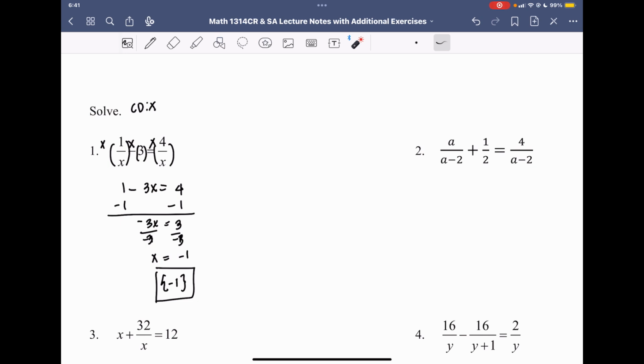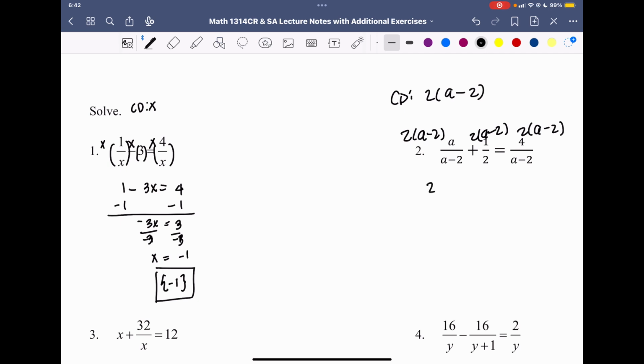And we have number 2. You're multiplying to find the common denominator, so you have to multiply by the terms that are given. Since this has the a minus 2, and this one doesn't have the a minus 2, you have to multiply the common denominator to be 2 times a minus 2. So you're multiplying each term by that.